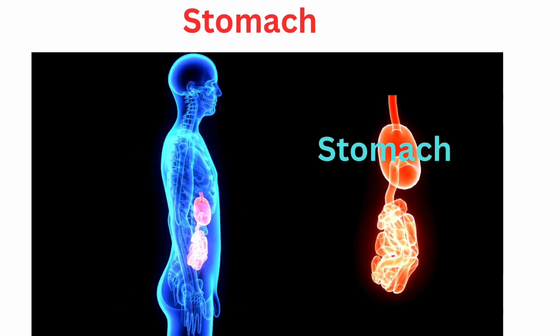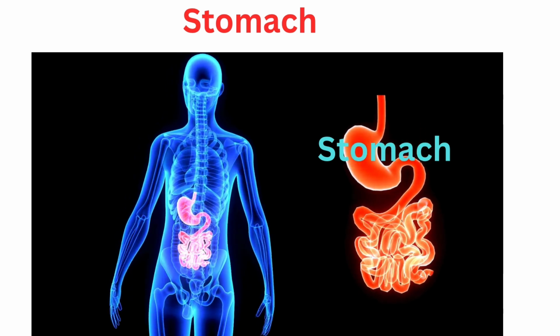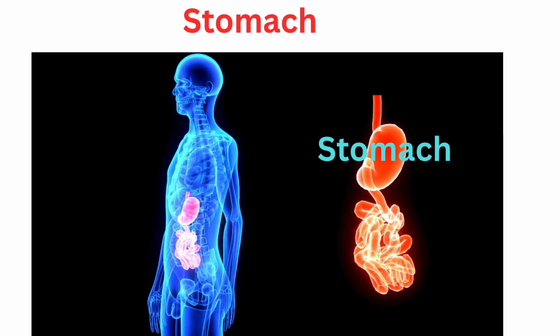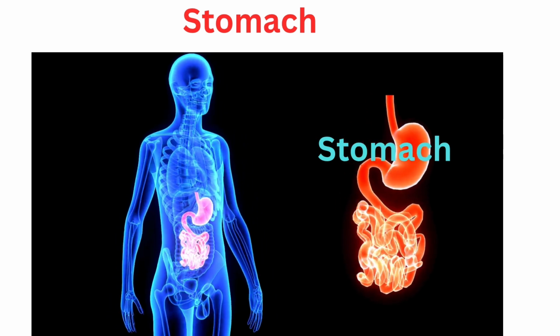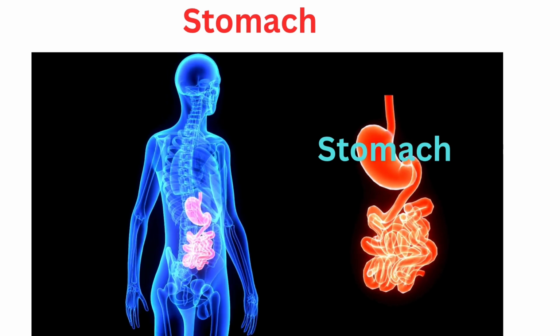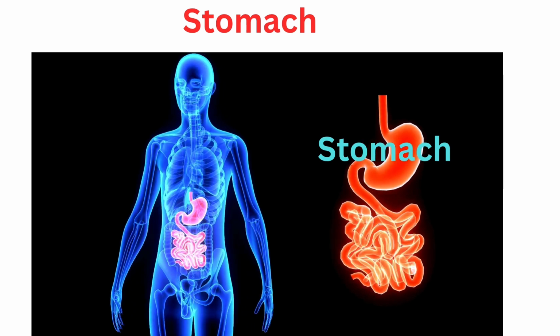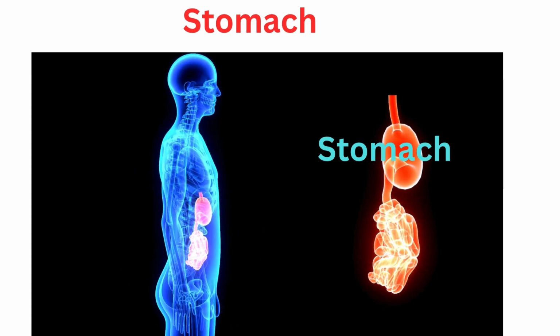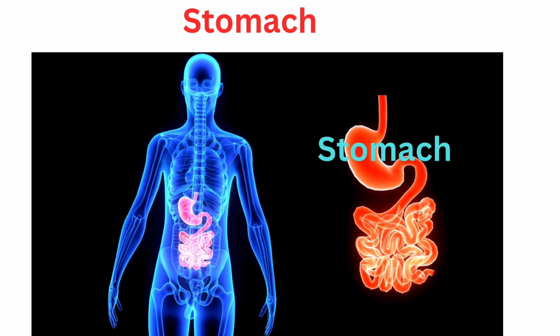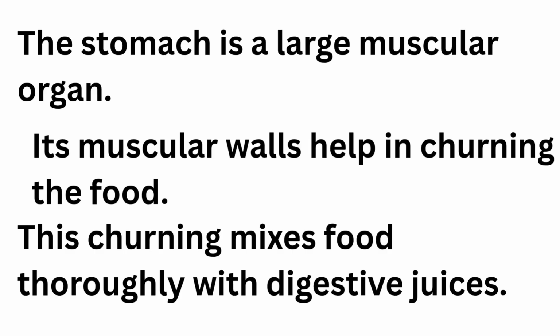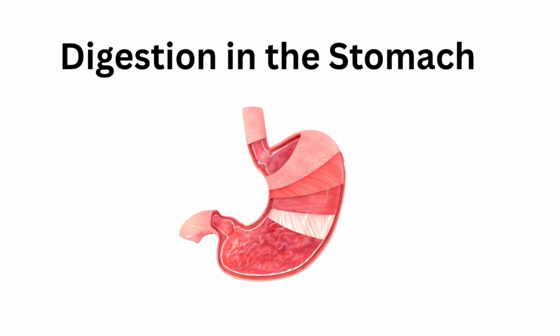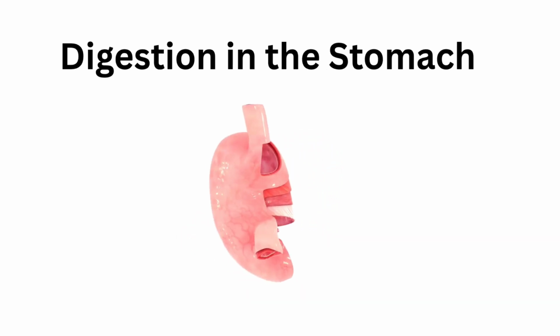Now comes the stomach, a large muscular organ, and it is located on the left side of the upper abdomen. When food enters, the stomach expands to hold it. The thick muscular walls of the stomach churn and mix the food with the digestive juices, turning it into a partially digested semi-liquid mixture called chyme. This churning action of the stomach is very important because it ensures that the food is thoroughly mixed with the digestive enzymes and acids present in the stomach.